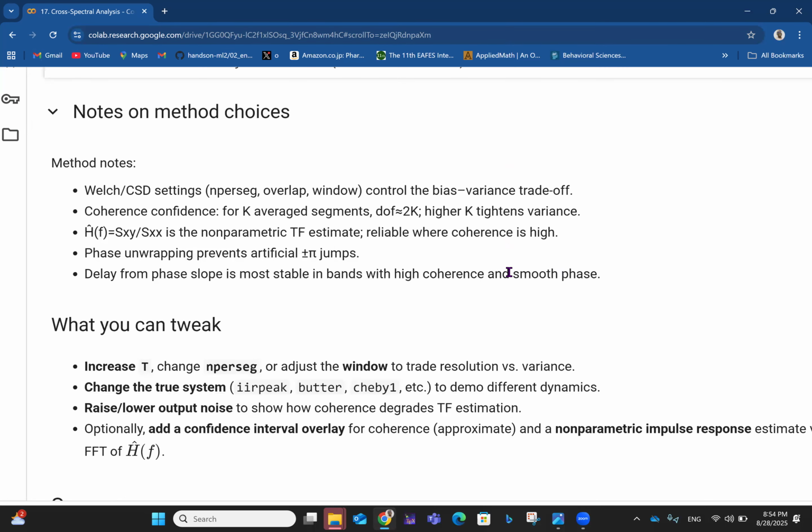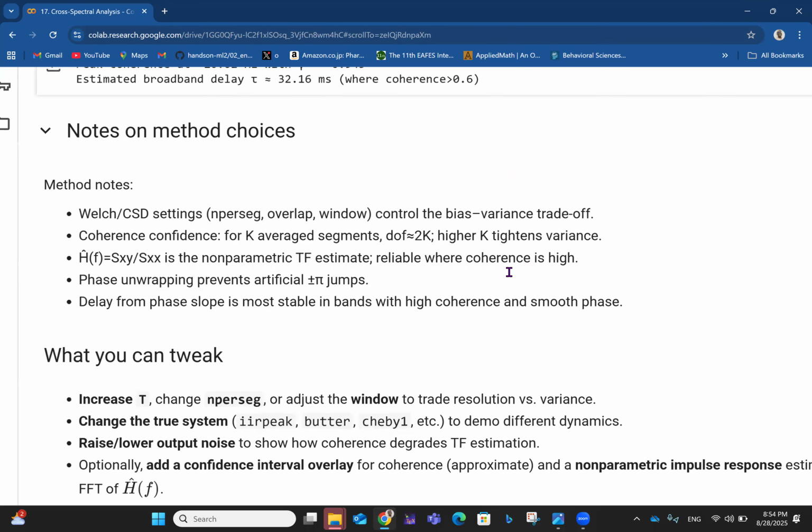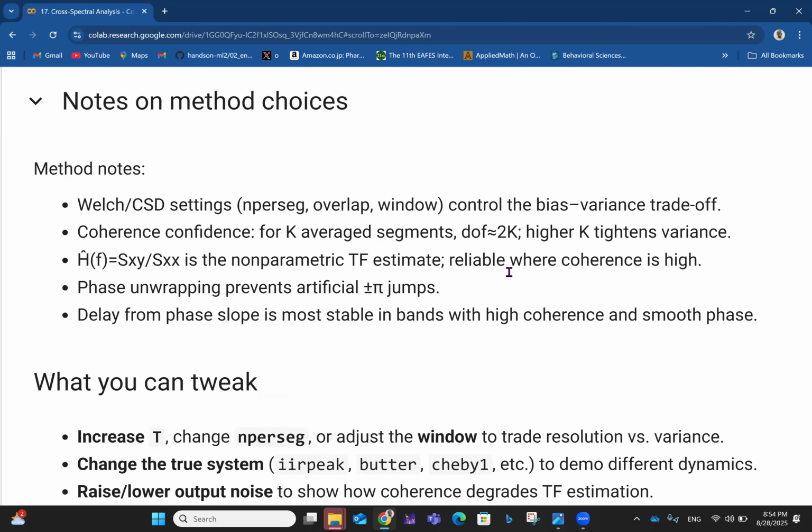Then notes on method choices. The Welch cross-spectral density settings, number per segment, overlap and window, control the bias-variance trade-off and coherence confidence. For K average segments, the degrees of freedom is approximately 2K, so higher K tightens variance. Then H-hat of F, which is S_XY over S_XX, is the non-parametric TF estimate and is reliable where coherence is high. Phase unwrapping prevents artificial plus or minus pi jumps, and delay from phase slope is most stable in bands with high coherence and smooth phase.